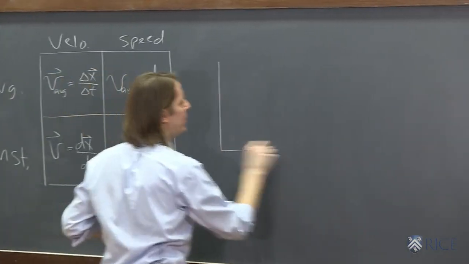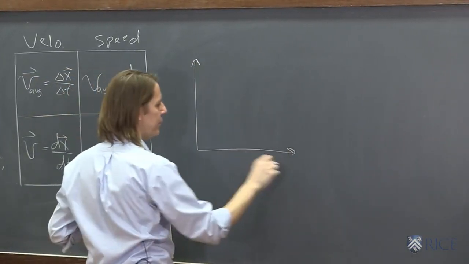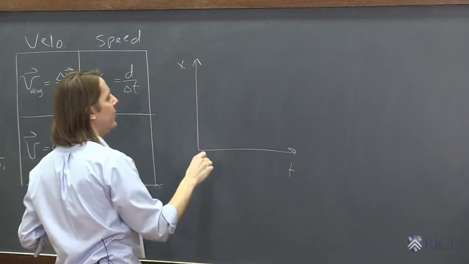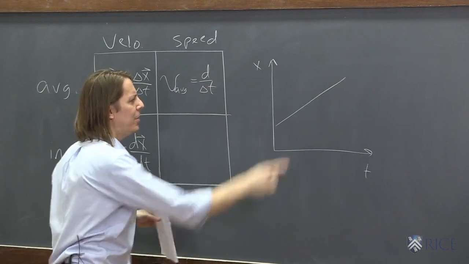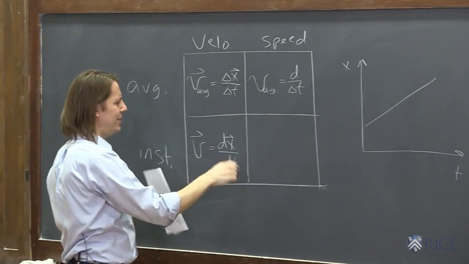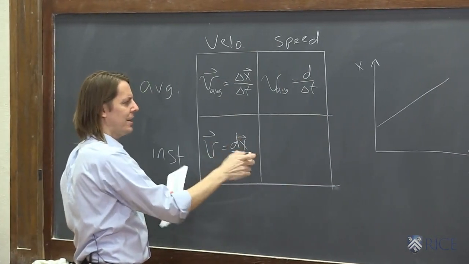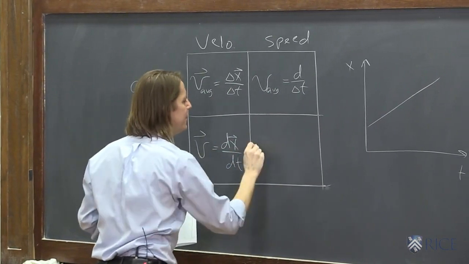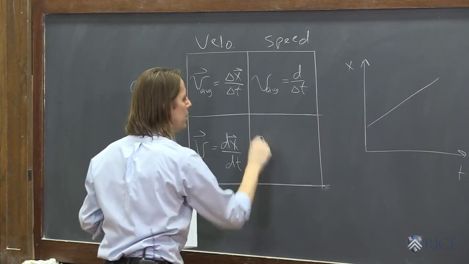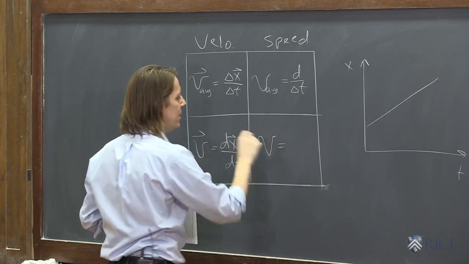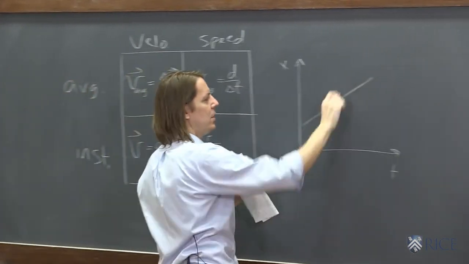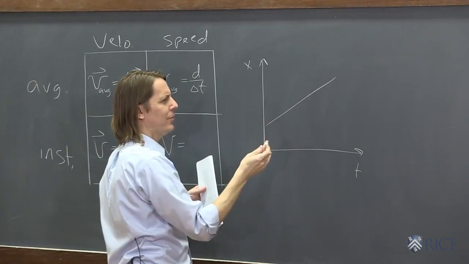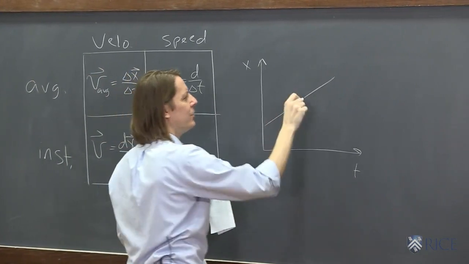Let's draw a couple of xt plots here. So here's time, here's x, we got a ball that's moving, right? So you could say, well, let's see, instantaneous speed, what must that mean? It's like the slope, but it can't be a vector, right? It must be a v, beautiful cursive v's, no vector, but what's it equal to? It's kind of like the slope, but it doesn't care about the direction, right?